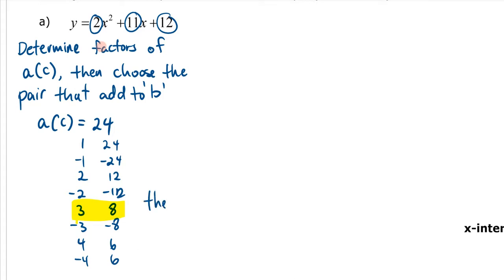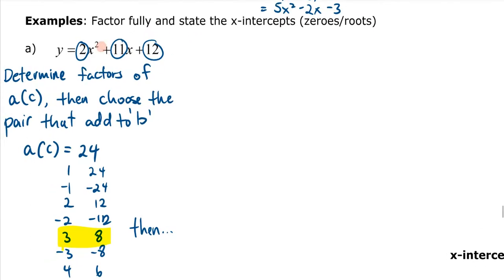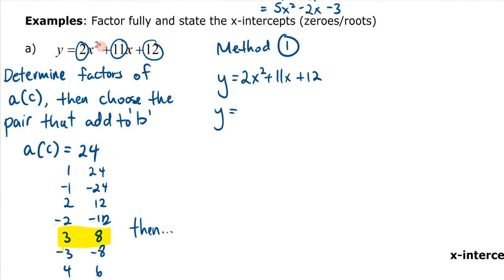Okay, once we have found those two numbers, the next step is to follow one of the two methods I'm going to show you. Method 1, the algebraic method. Let's write out the question again: y equals 2x squared plus 11x plus 12. What I'm going to do is called dissociate the middle term. 11x becomes 3x and 8x. And then you have your plus 12.